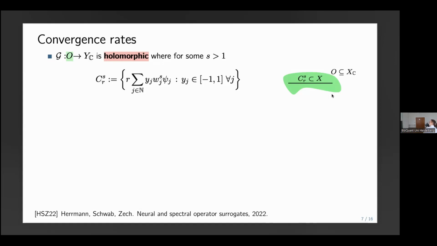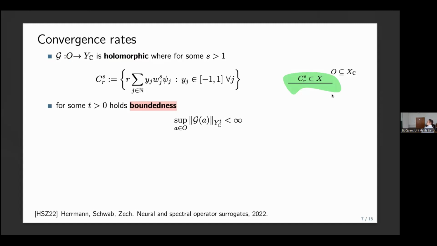And I assume that I have some open subset of the complexified space XC, such that G from this open subset in the complexified space to the complexified output space is complex differentiable. So a technical assumption, but importantly one that we can show for many PDE models, in particular the ones that I had on the first slide. So this is not unreachable, let's say, or impossible to have.